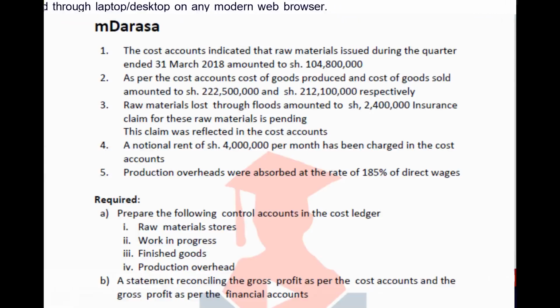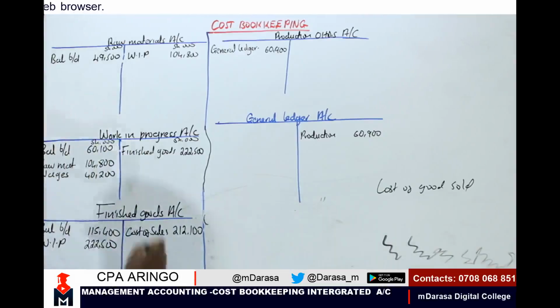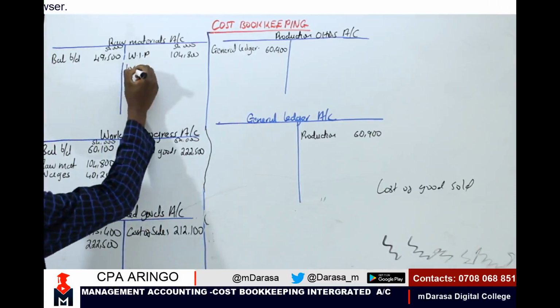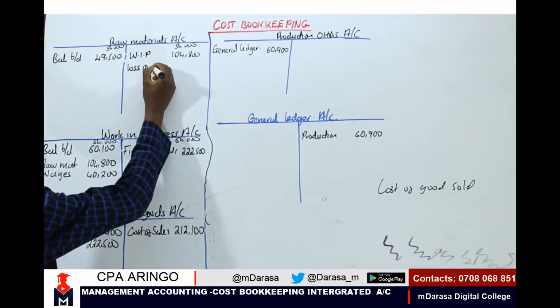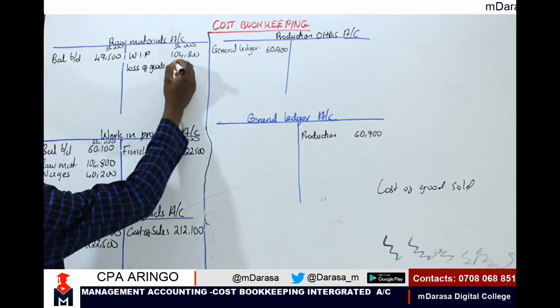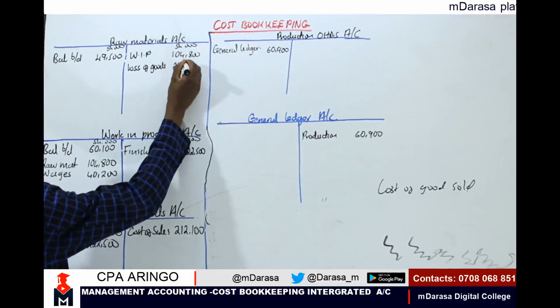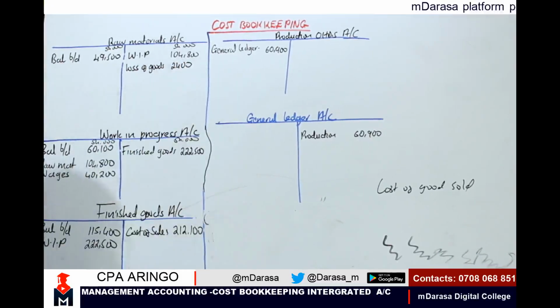We are told note 3, raw materials lost through floods amounted to 2.4. Insurance claim for these raw materials is pending. The claim was reflected in the cost accounts. So I'm having loss of goods affecting our raw materials. I was given how much? 2.4. So we're done with that transaction.